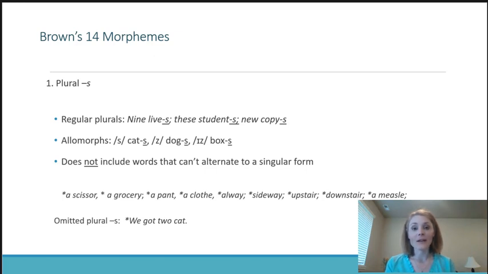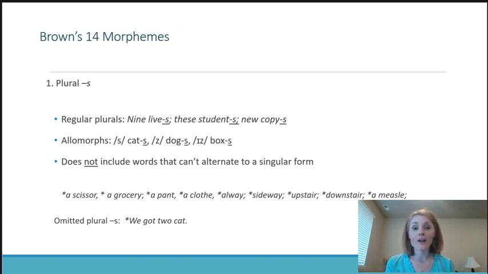But when we listen to it, it's actually 3 different phonemes that can be plural S. So we have the S sound, like in cats, the Z sound, like in dogs, and the IS sound, like in boxes. So these would be referred to as allomorphs. There are 3 different phonemes, but they all represent the same morpheme, which is plural S.